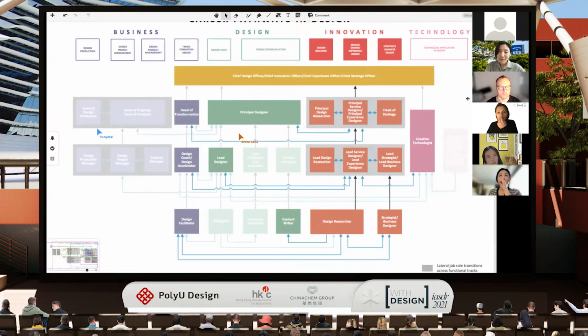So what's interesting to look at here is that the entry point for a service designer actually starts from design researcher or strategic designer. And those other job roles such as lead designer and design coach, which started from design facilitator, can actually join later to become service designers.